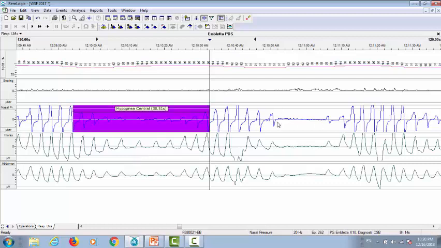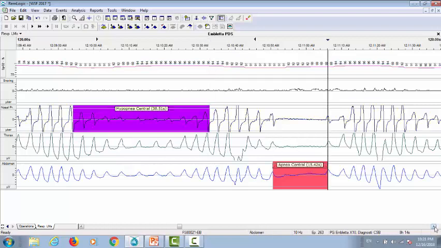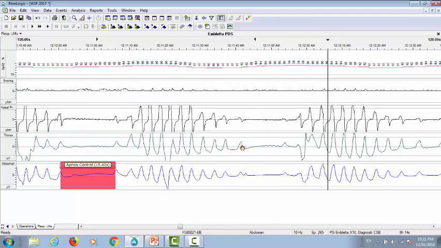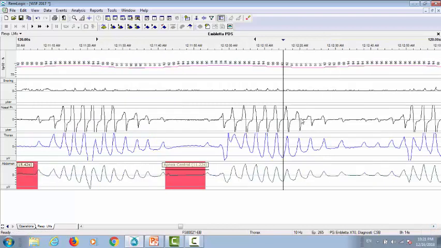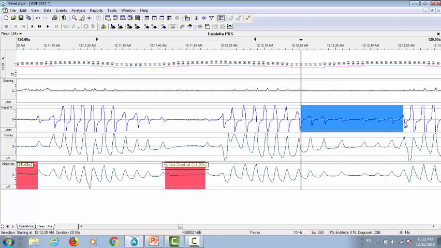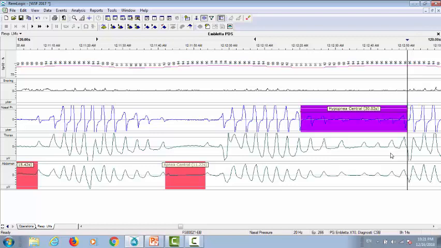Another event, we have significant drop, more than 90%. Effort is absent throughout the 90% drop period. So this is the central apnea. Another central apnea. Reduction in the amplitude, but it's still continued. No flattening, no distortion on the inspiratory portions. Effort is synchronized, so this is central hypopnea.